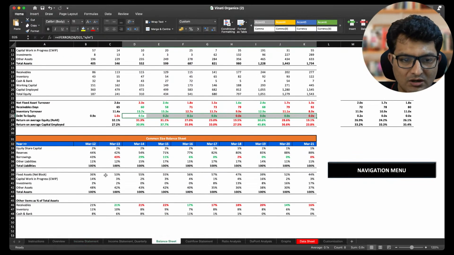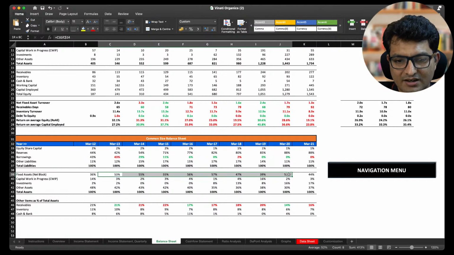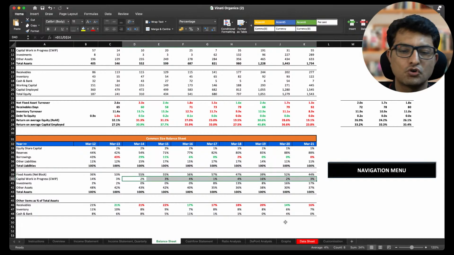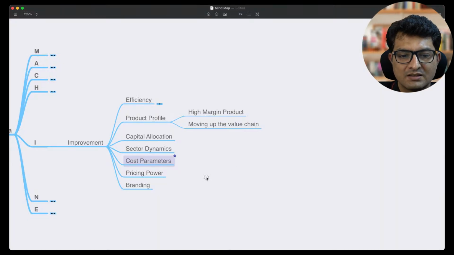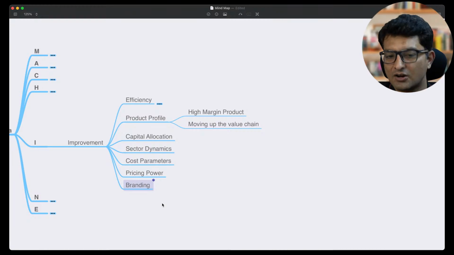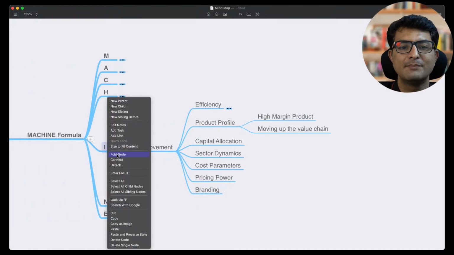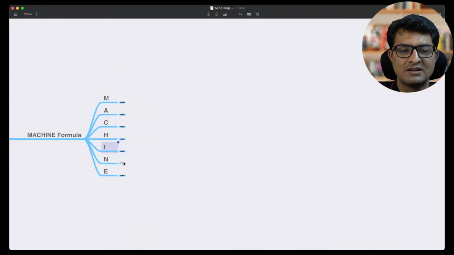Here also you will understand whether they are doing any kind of fixed asset improvement, whether they are doing any kind of CWIP. All these things will show you improvement in terms of capacity in the business. Then you see branding. Again, operating margin is a reflection of branding. ROC is a reflection of branding. So that is where I for improvement in the machine comes into play.